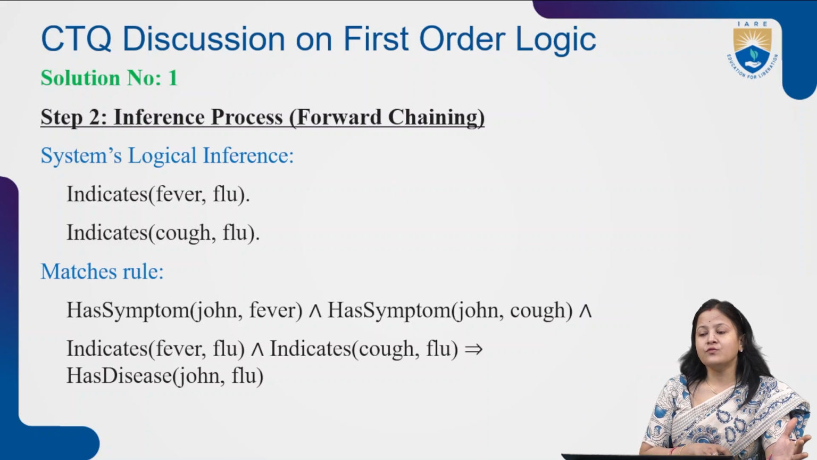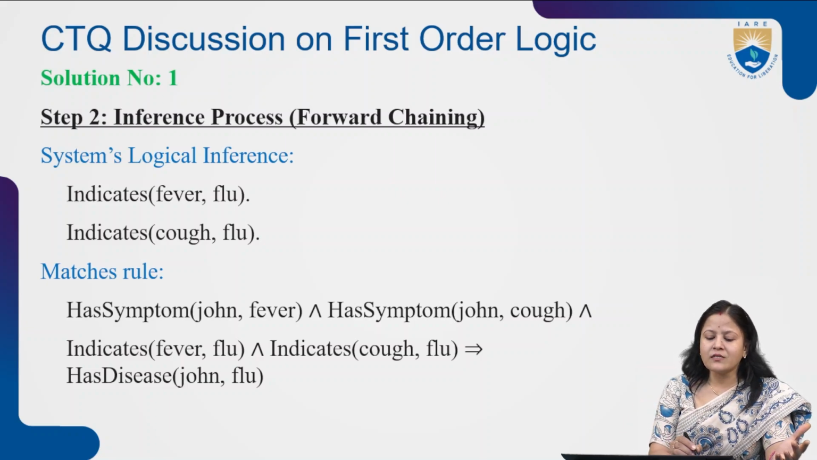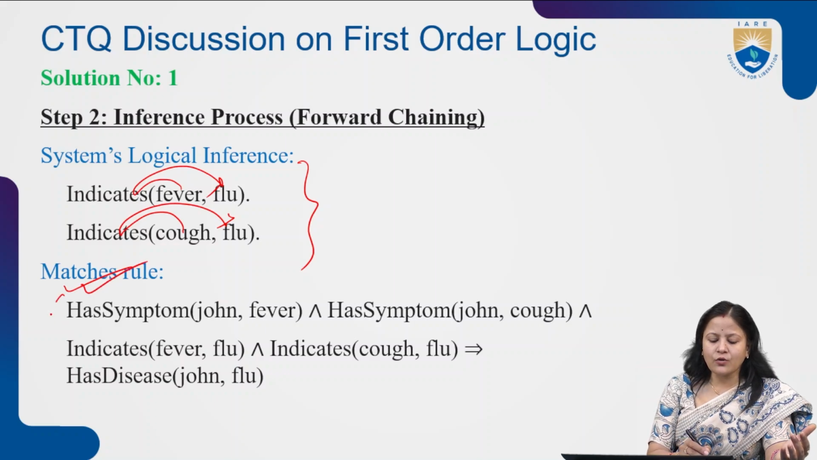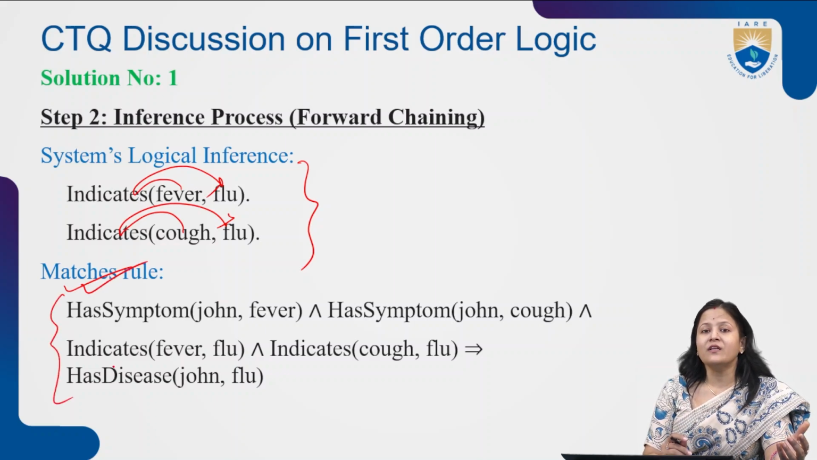Suppose we have already stored the knowledge like: if a person is having fever, then it may be flu. If a person is having cold, it may be flu. If a person is having both fever and cold, it may be flu. Or if a person is having fever, cold and cough, it may be flu. So here the system logically infers that fever indicates flu and cough also indicates flu. So what is the matching? To find out these inference answers or the diseases, some matching rules are used. This is called the inference mechanism.